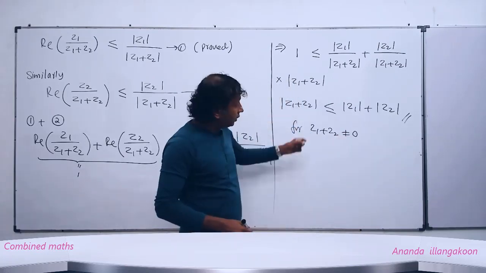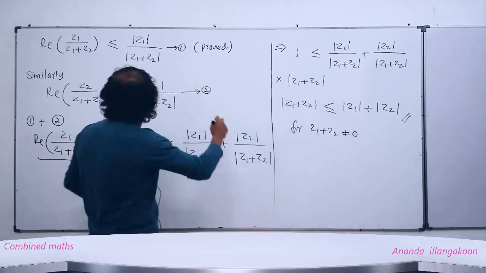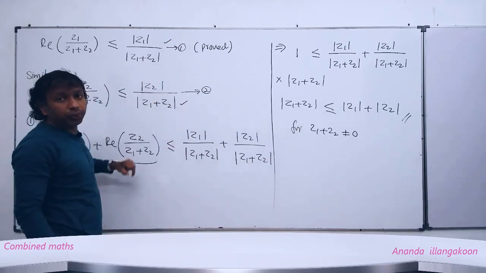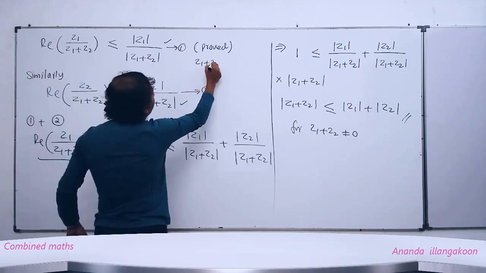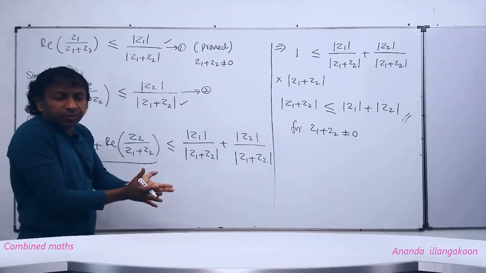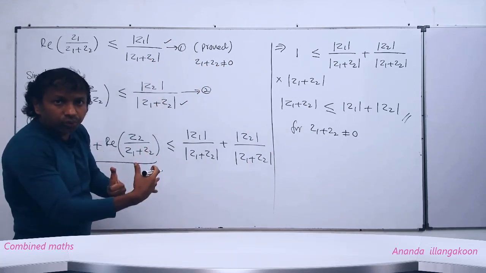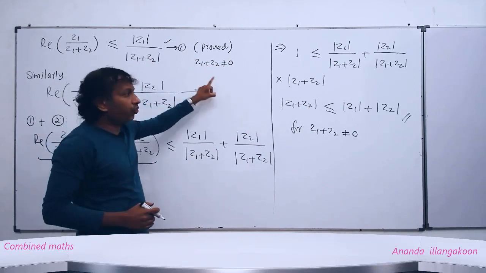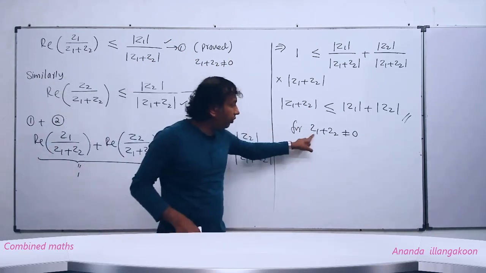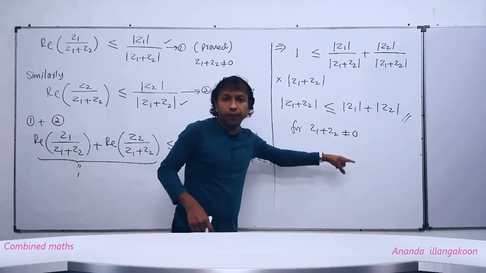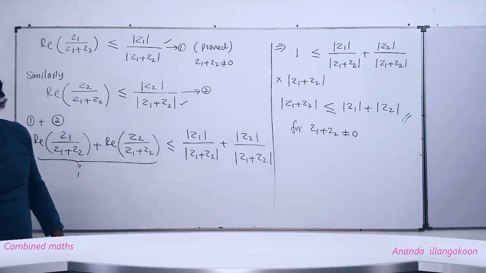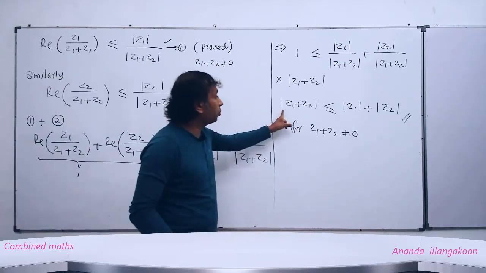Why? This answer we obtained based on this and this. But these two are true subject to Z1 plus Z2 not equal 0. Using that too, if we derive something, people, the final answer is also true subject to this condition. That is why I wrote this. But the question is asking not only for Z1 plus Z2 not equal 0. Question asking people for any Z1 and Z2. For any Z1 and Z2, this is true. That's what we have to prove.